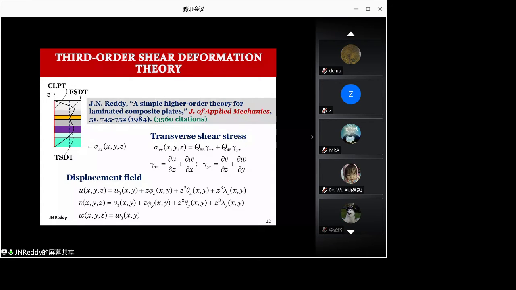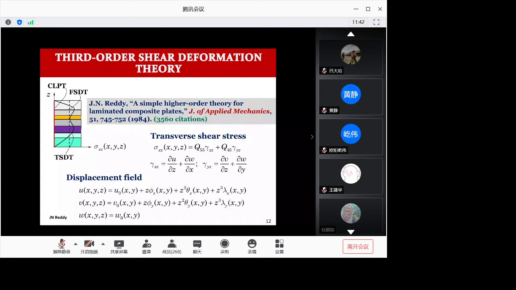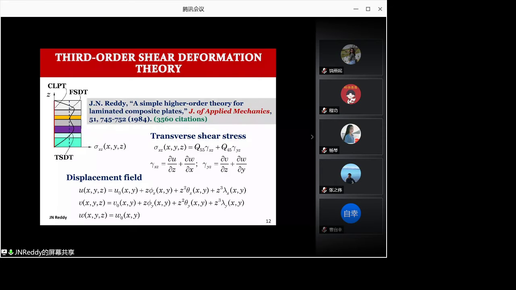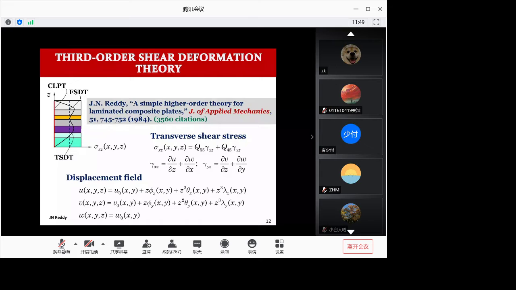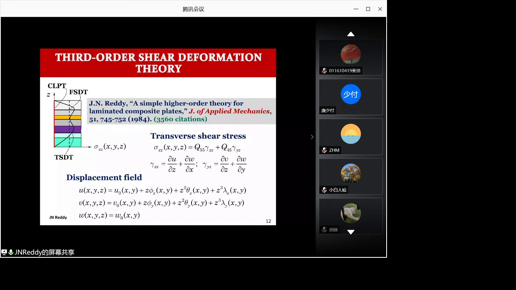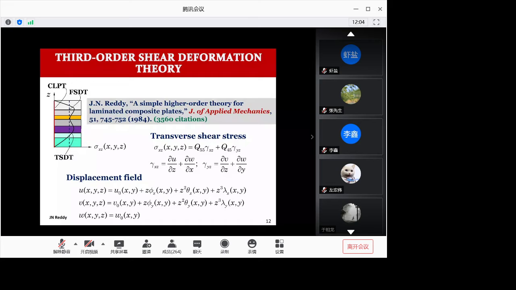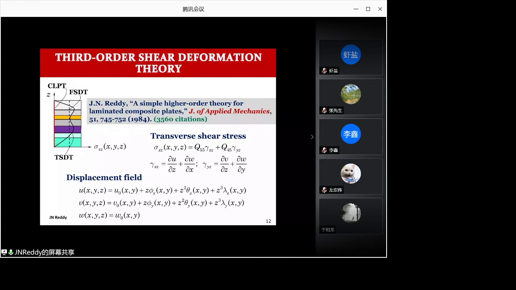So what I mean by general means every coefficient in the expansion of the cubic term in z coordinate are independent: u, phi x, theta x, lambda x. Each one of them is an independent unknown. Also in the next line, v, phi y, theta y, lambda y, and then w. So w doesn't have any expansion, although you can include expansion in w also, and we have done that before.